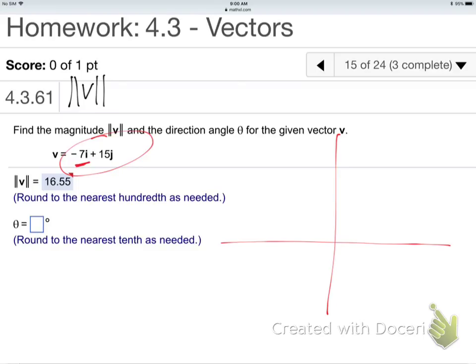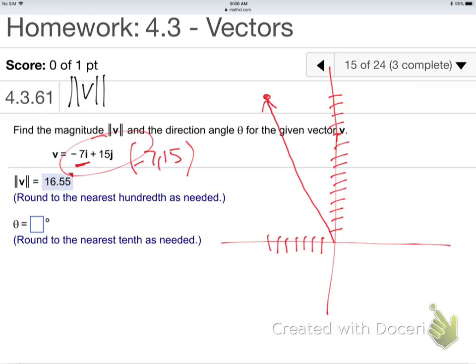What does minus 7i mean? Yeah, that means right, left. The i is right, left, the j is up, down. The i is like x, and the j is like y, basically. It's like giving me the coordinate minus 7, 15, basically the same thing. So you just go back 7, 1, 2, 3, 4, 5, 6, 7, and up 15, 1, 2, 3, 4, 5, 6, 7, 8, 9, 10, 11, 12, 13, 14, 15. So right about there.